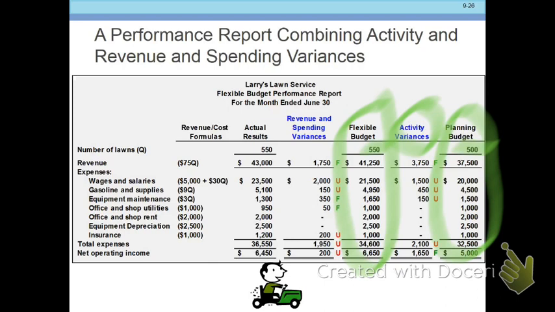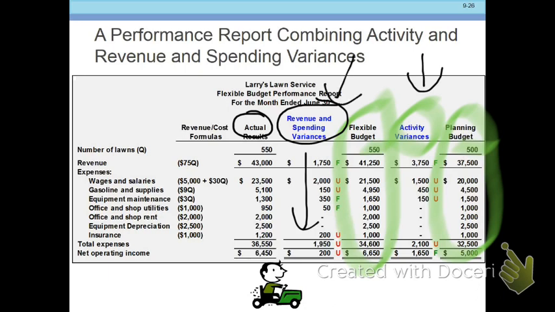And then what they did is they put the actual results over here. And here they put the revenue and spending variances and put them in a column there. Basically what they've done is taken our activity variances from earlier in the chapter, our revenue and spending variances from more recent in the chapter, and put it all on one report.